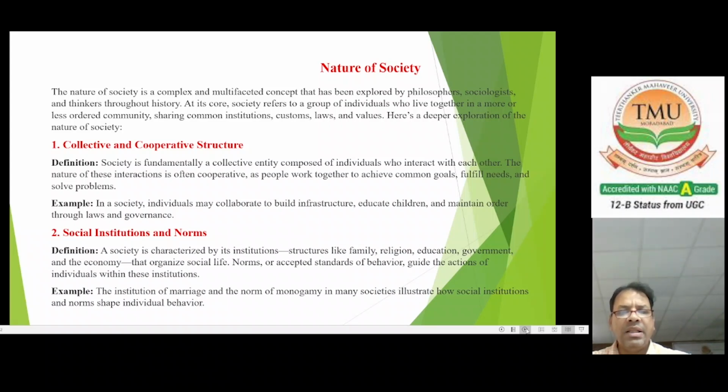A society is characterized by its institutions, structures like the family, religion, education, government, and economy, that organize social life. Norms are accepted standards of behavior that guide the actions of individuals within these institutions. Examples: the institution of marriage and norms of monogamy in many societies illustrate how social institutions and norms shape individual behaviors.